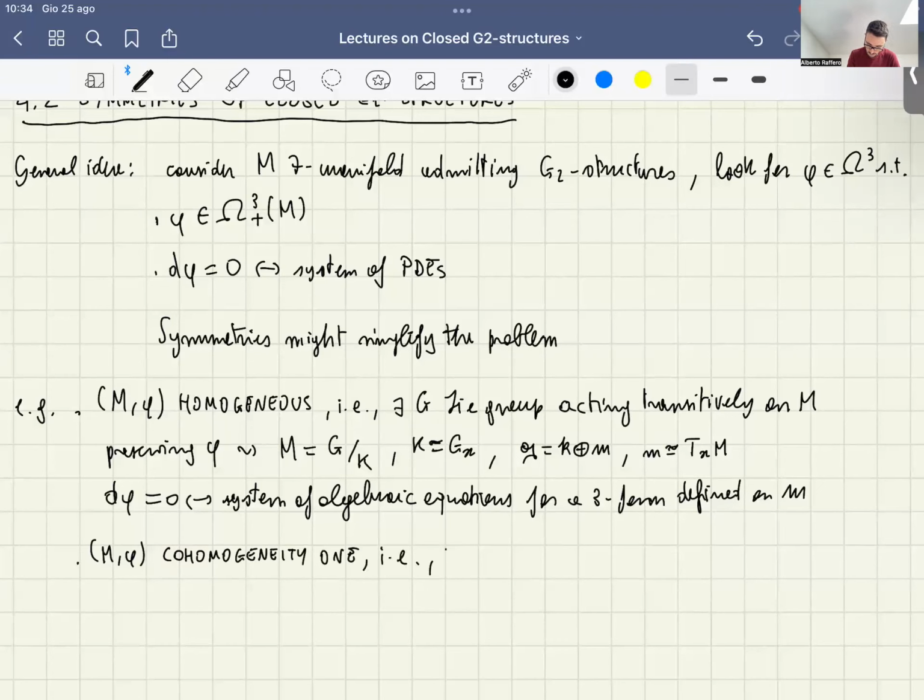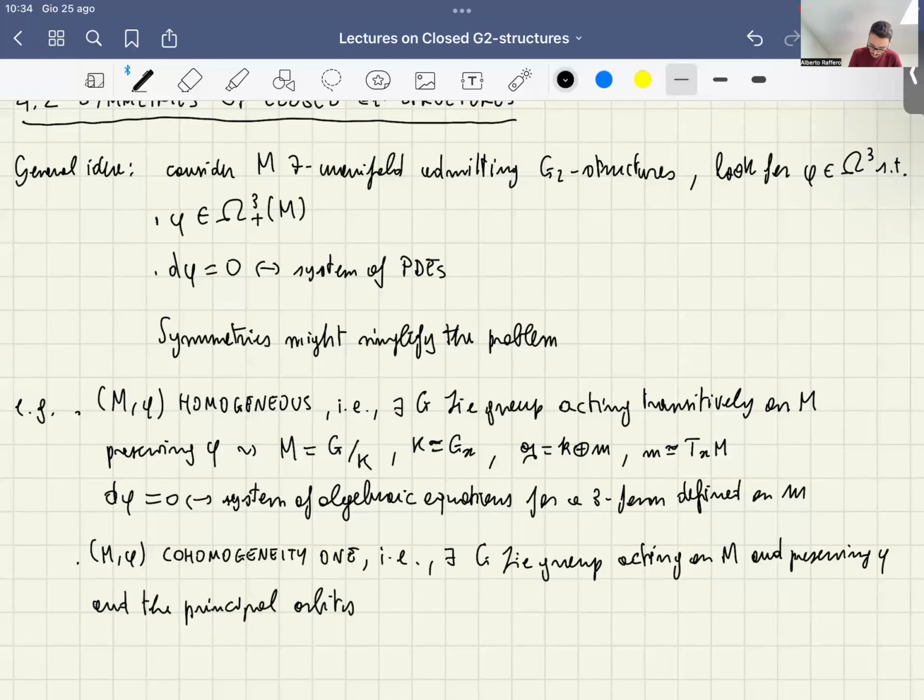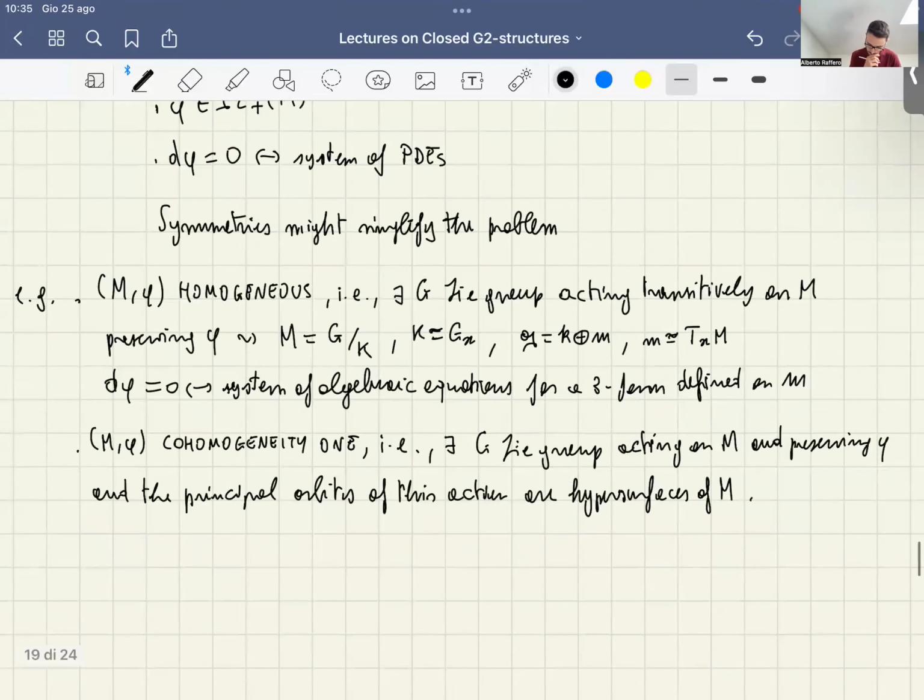This means that there exists a Lie group acting on N and preserving phi, and the principal orbits of this action, so the orbits whose codimension is the smallest possible, are hypersurfaces of the manifold N.